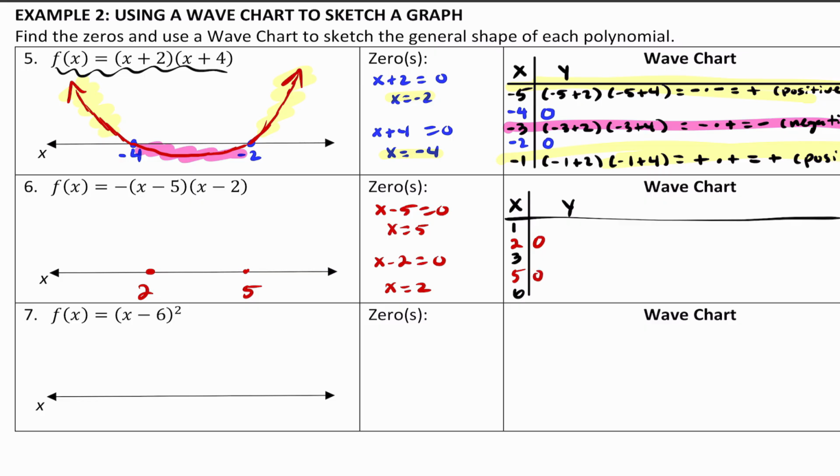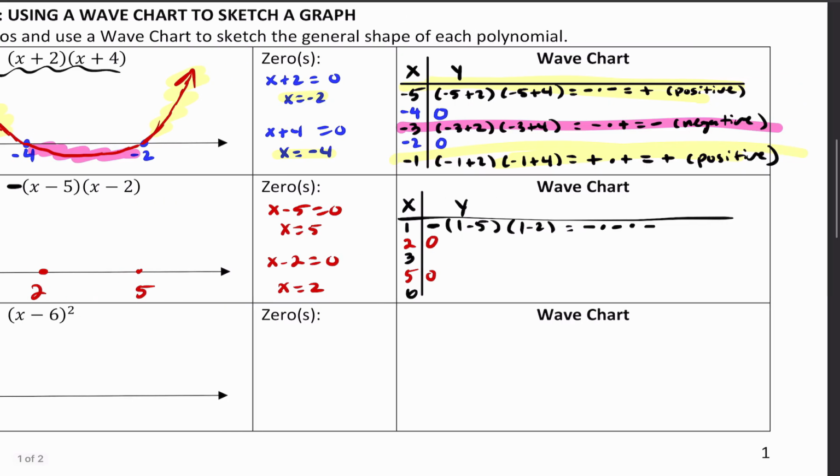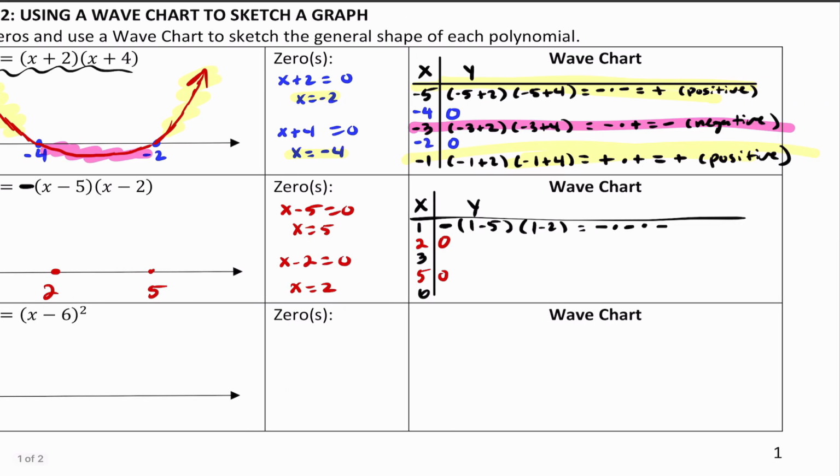If I plug in 1, well, we have a negative, right? So that negative, you need to make sure that translates over. Negative times 1 minus 5 times 1 minus 2. So we have a negative right off the bat times that 1 minus 5. That's a negative times 1 minus 2. That's a negative. So a negative times a negative is a positive. So a positive times a negative is a negative.